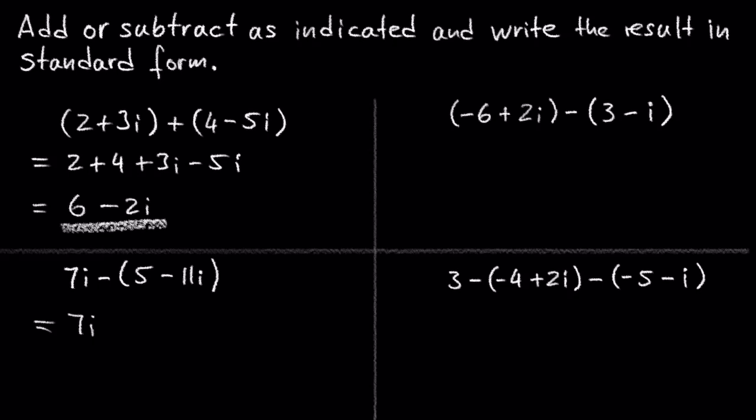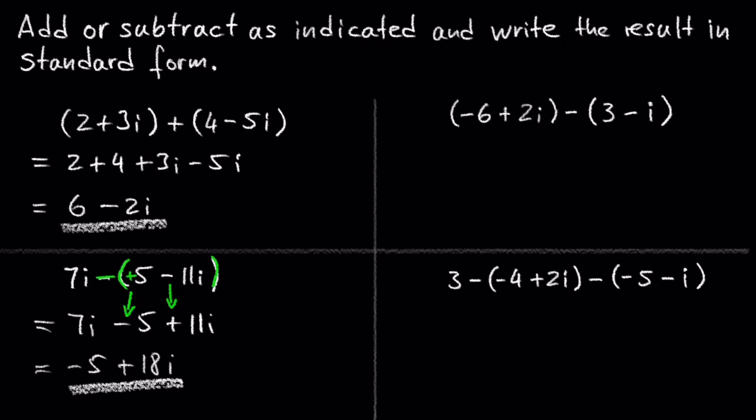When removing the parentheses with the negative sign in front, we flip the signs inside of the parentheses. So the 5 becomes negative 5 and negative 11i becomes positive 11i. 7i plus 11i is 18i. So we get negative 5 plus 18i, and we are done with this problem.